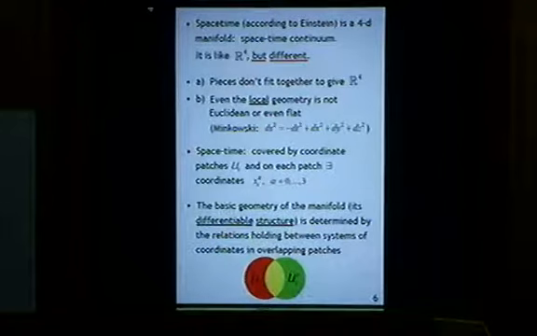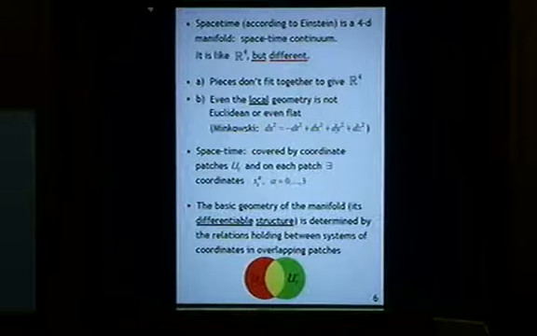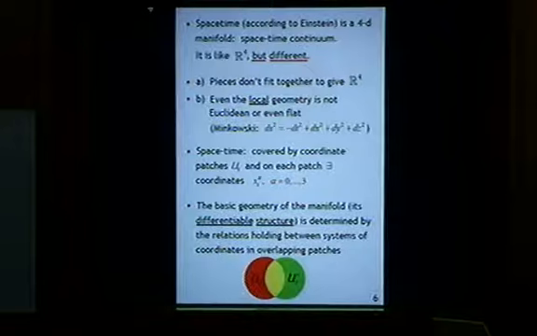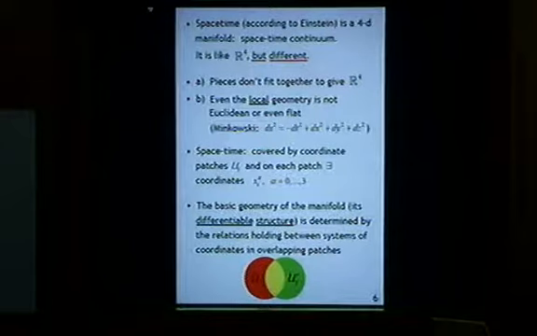Now, according to Einstein, space-time is a four-dimensional manifold. A manifold is something that looks like Euclidean space, sort of, and it's called the space-time continuum. Now, it's like R4, x, y, z, t, but different. First of all, the pieces don't fit together to give an R4 globally. It's not like in this room. There could be all kinds of funny things happening. And even the local geometry around every point is not Euclidean or even flat.